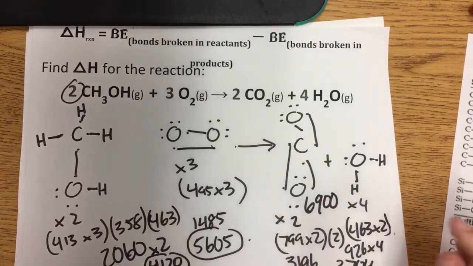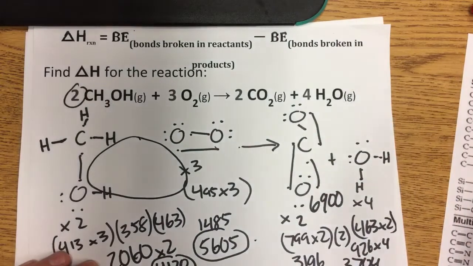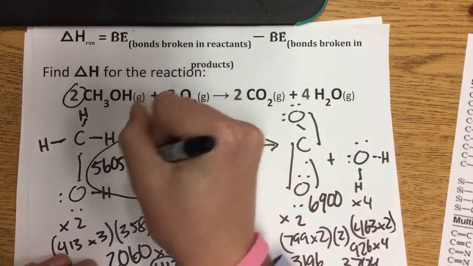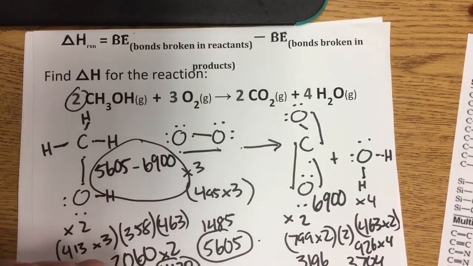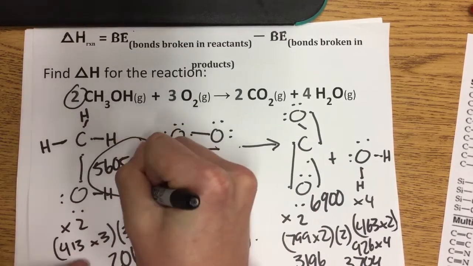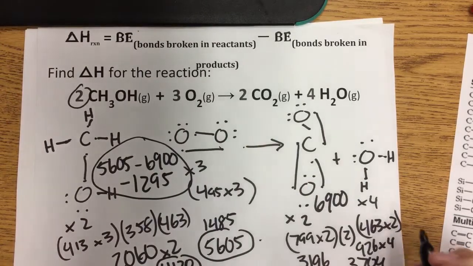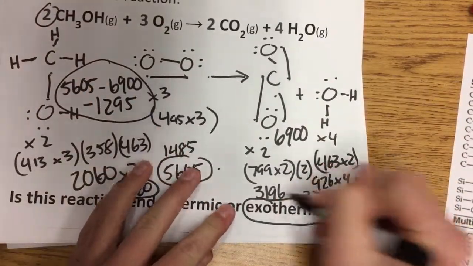And to get your total change in enthalpy, which we'll do right here, it would be reactants minus products, which would be 5,605 minus 6,900, which would be negative 1,295, which is your total change in enthalpy. And because it's negative, it would be an exothermic reaction.